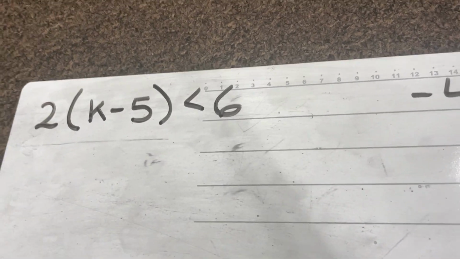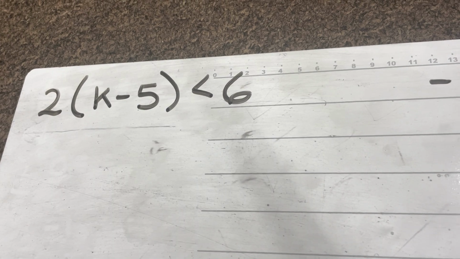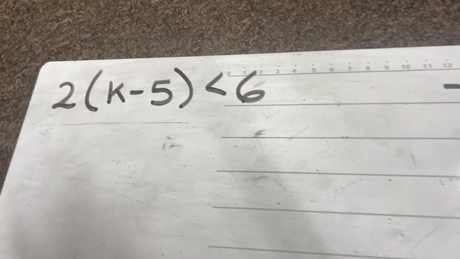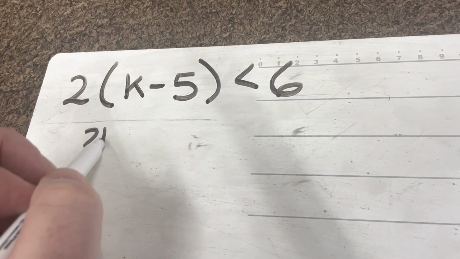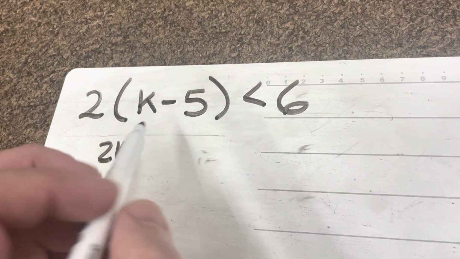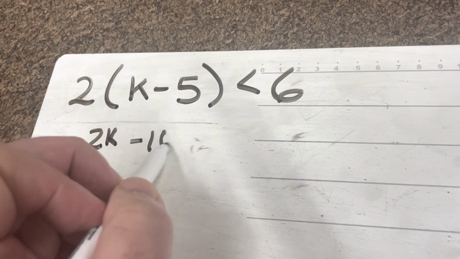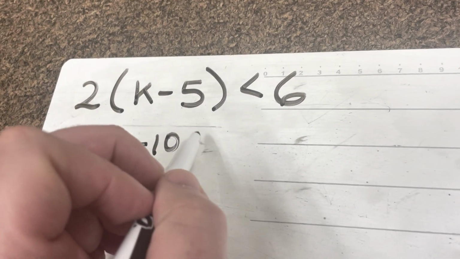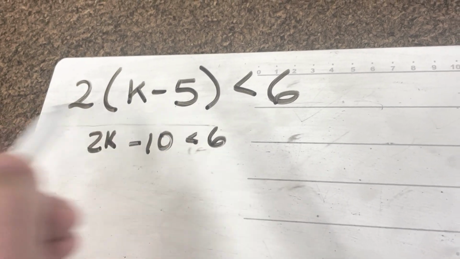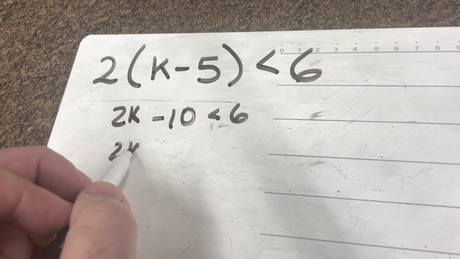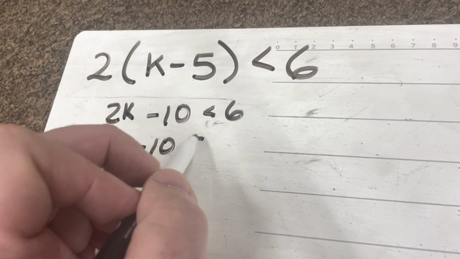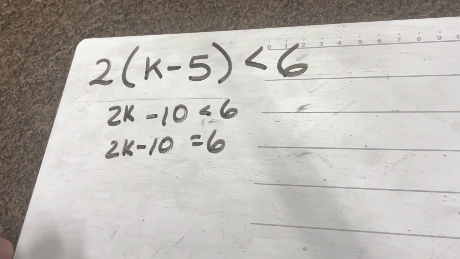2 times k minus 5 in parentheses is less than 6. Well, first of all, I want to clear the parentheses. 2 times k is 2k. 2 times negative 5 is negative 10. And that's going to be less than 6. But of course, I know that I'm thinking about this as 2k minus 10 equals 6.